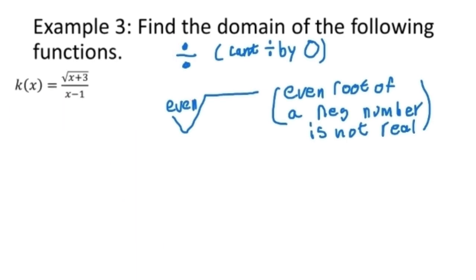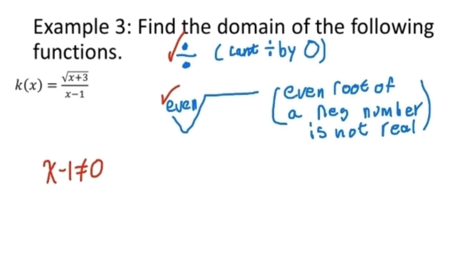Now we're going to find the domain of k of x, which equals the square root of x plus 3 all over x minus 1. Now here, if we look carefully, we do see division. Well, the one number I'm not allowed to divide by is 0. So x minus 1 cannot be 0. But I also see an even root. And remember, I can't take the even root of negative numbers, otherwise they'll be imaginary.